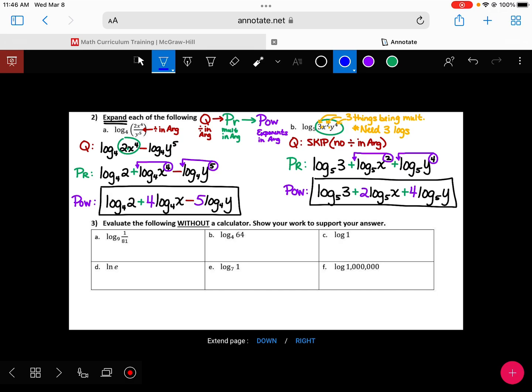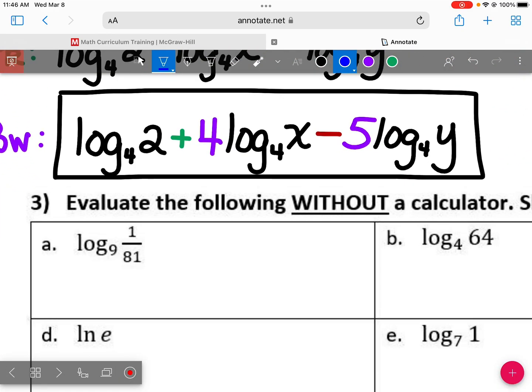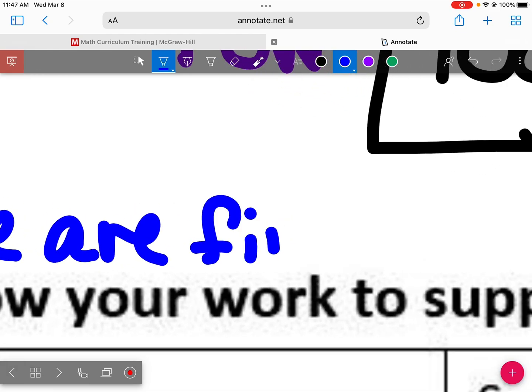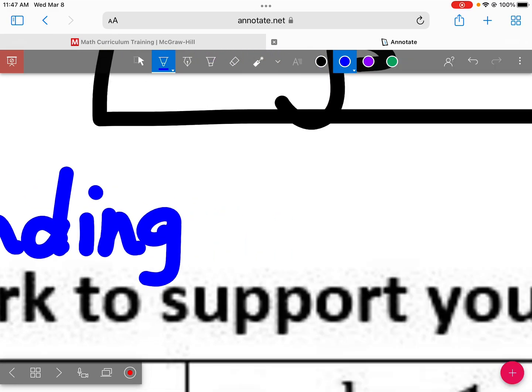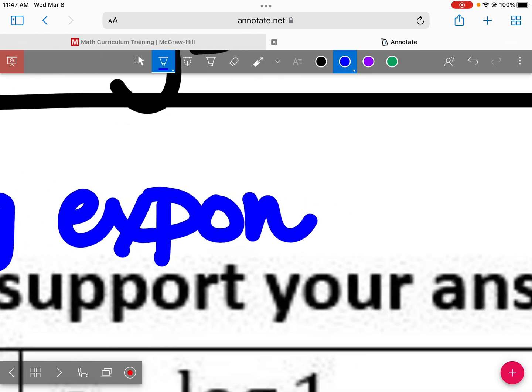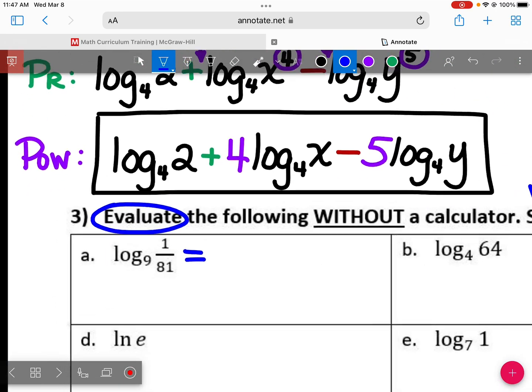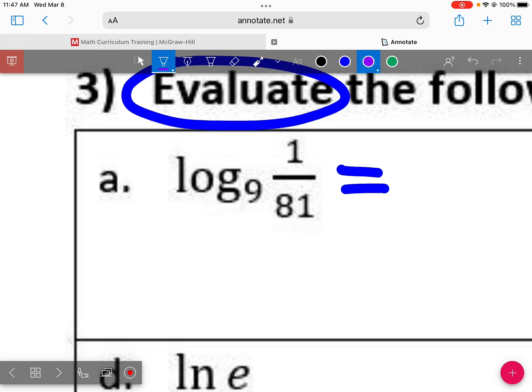Number 3 says we're going to evaluate these without a calculator. Evaluate means we're going to find what this is equal to. What goes on a side by itself when we're in log form? The exponent. So when we are evaluating these, we are finding exponents. If I'm trying to find the exponent and I can't use a calculator, I'm going to work backwards.